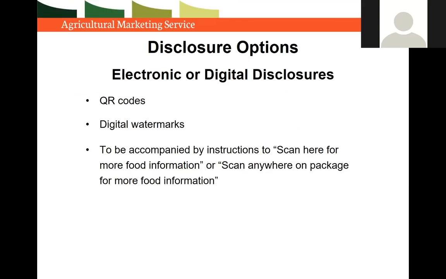We have also proposed another disclosure option that would allow the use of an electronic or digital link printed on food packaging to provide consumers with information on bioengineered food ingredients. Currently, there is technology available, including quick response codes or QR codes and digital watermark technology. We are proposing that food packages must provide clear instructions to consumers. For example, "scan anywhere on package for more food information" or "scan icon for more food information."